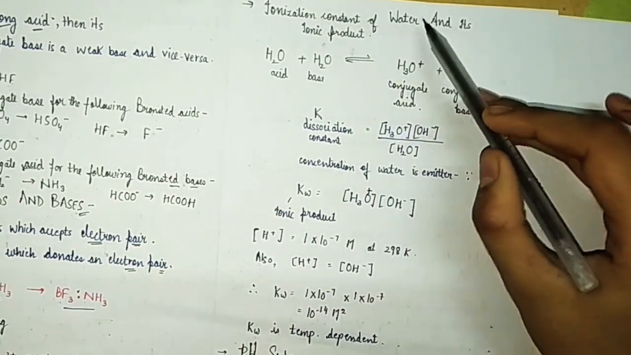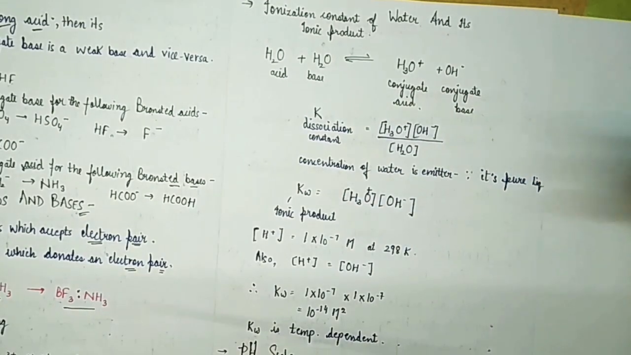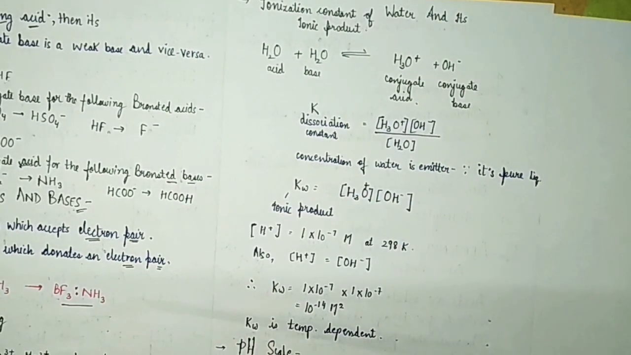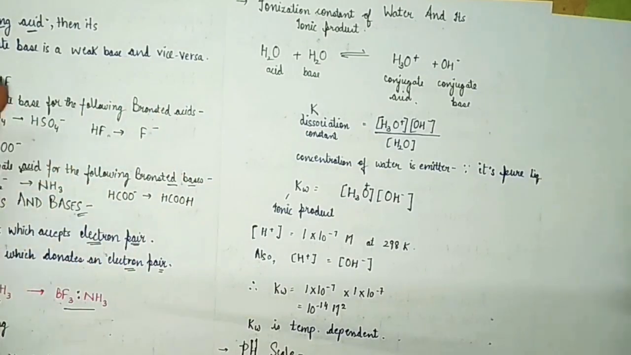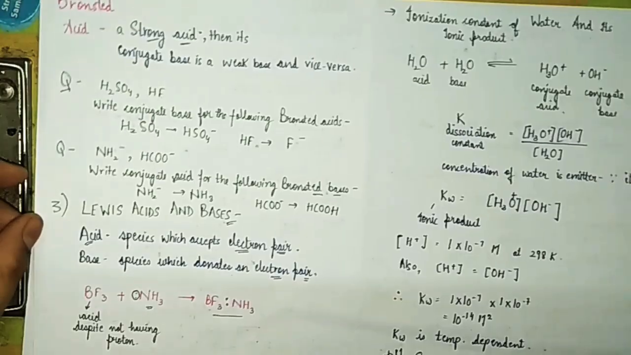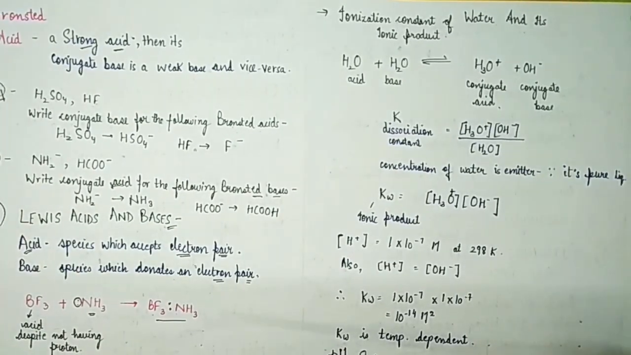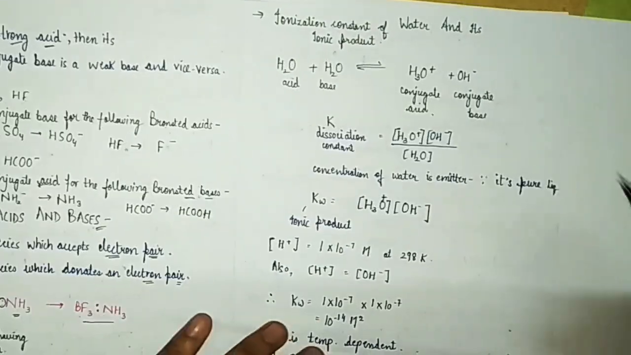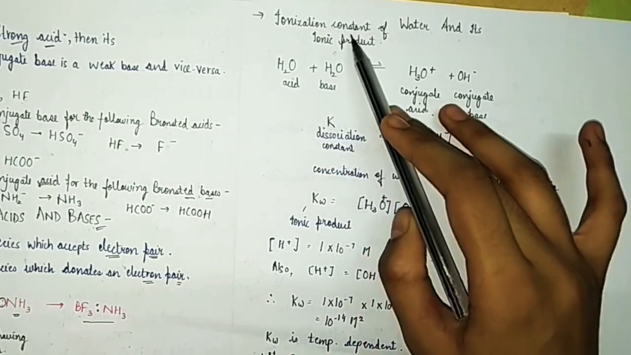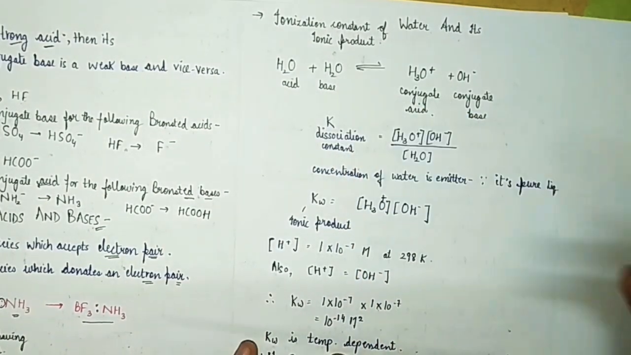Ionization constant of water and its ionic product. So here in this chapter we are now referring to all the theory material. I am doing a little bit of questions that I thought are easy and I can cover in the theory part. So we are now doing the ionization constant of water.